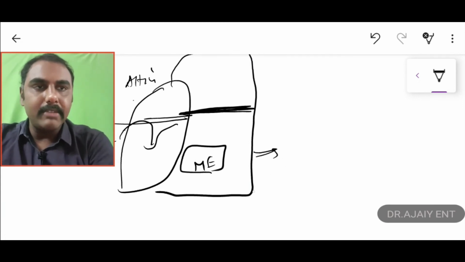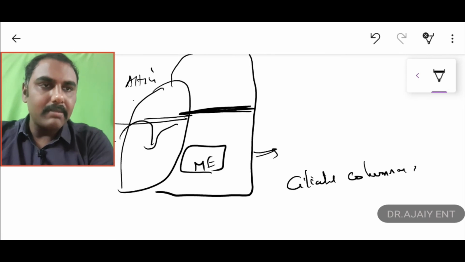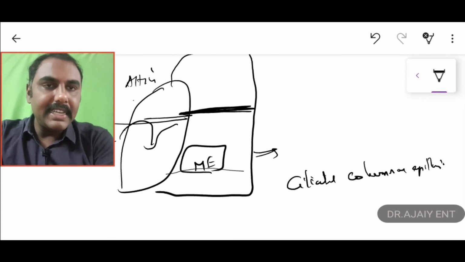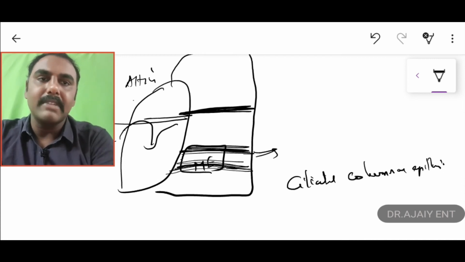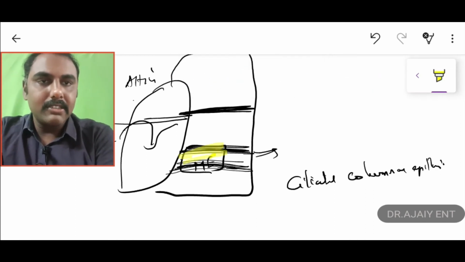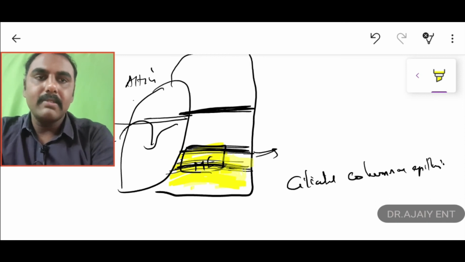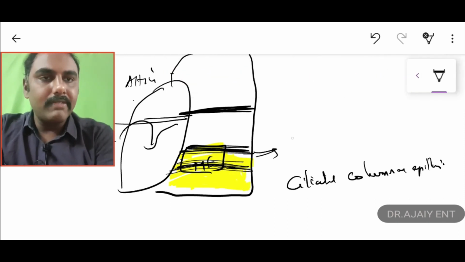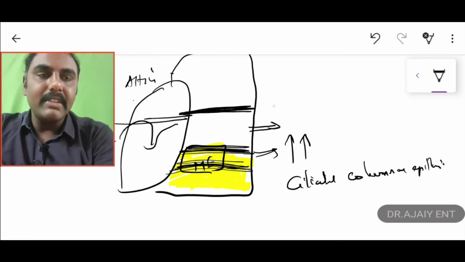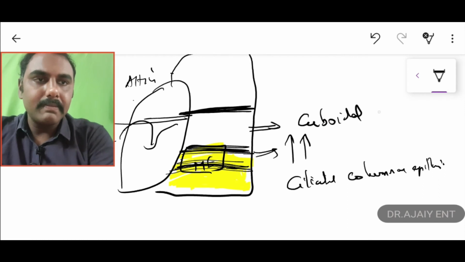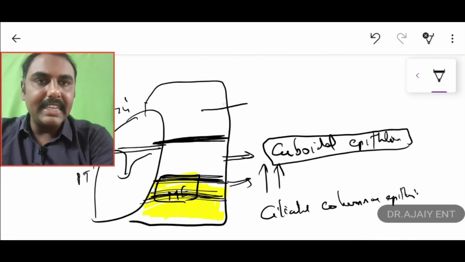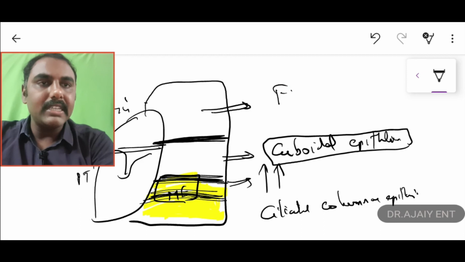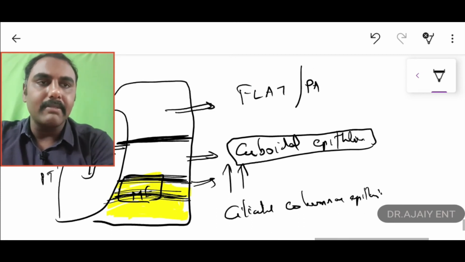Normally it is lined by ciliated columnar epithelium, right? The bottom part will be covered by ciliated columnar epithelium up to this area. I will just shade it. Okay. So, this area is covered by ciliated columnar epithelium. And then when it goes up and posteriorly, the epithelium will turn into a cuboidal epithelium. Right. And when it goes to the attic area, more superior, it will further turn into a flat or pavement type of epithelium.